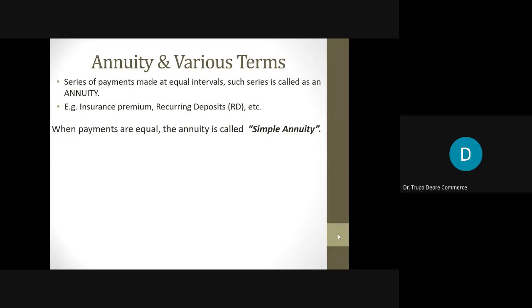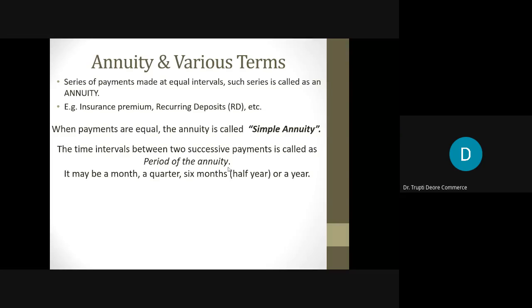We have seen the meaning of annuity. Annuity means a series of payments made at equal intervals. Such a series is called an annuity. We have taken the example of insurance premium, right? Insurance premium, RD, recurring deposits are examples of annuity where we contribute yearly, quarterly, or half yearly. Then we have seen the term simple annuity. It means when the payments are equal, the annuity is called a simple annuity. And the time interval between two successive payments is called the period of annuity. It may be a month, a quarter, 6 months, or a year.